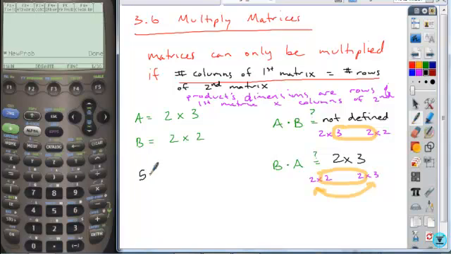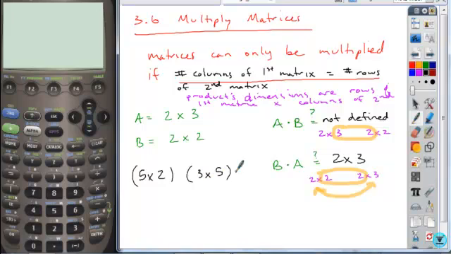So again, if we took a 5 by 2 and multiplied it by a 3 by 5, is this possible? Are these the same? Not the same, so this is not possible or not defined.